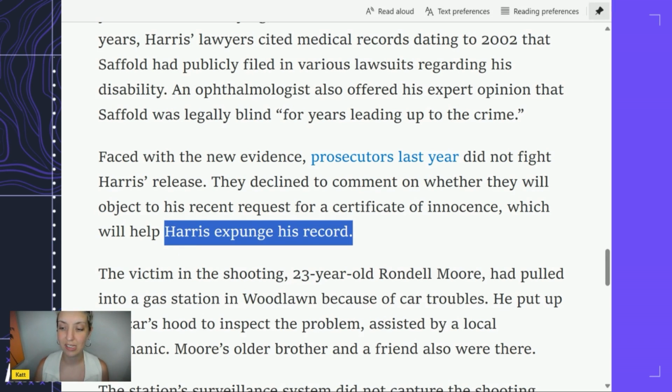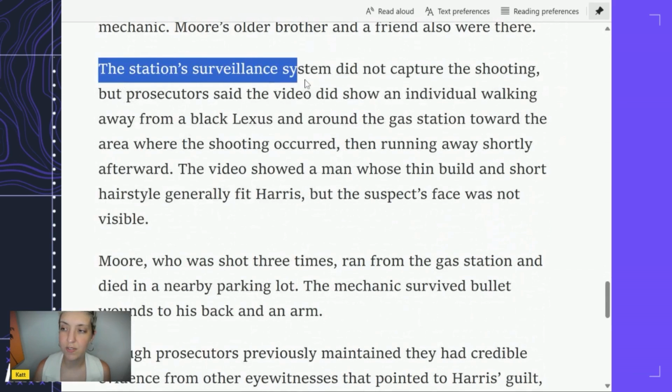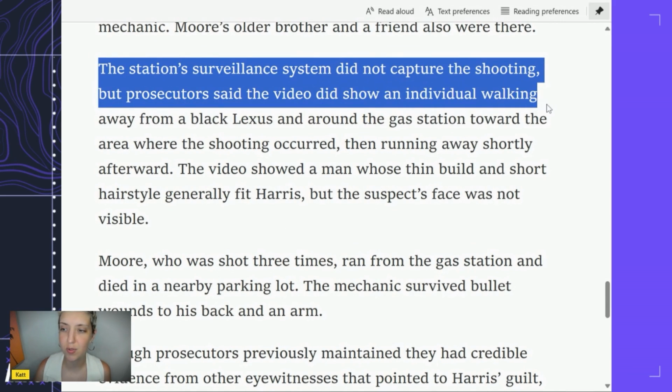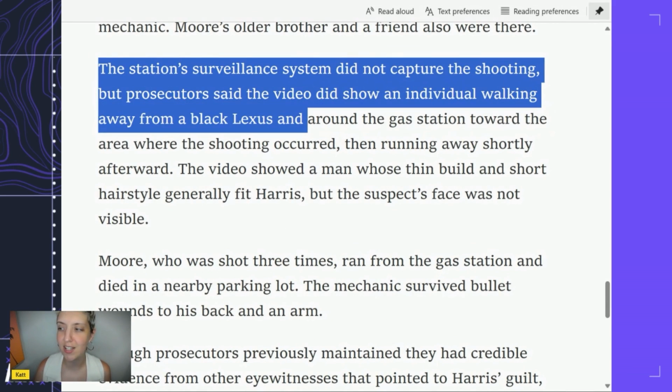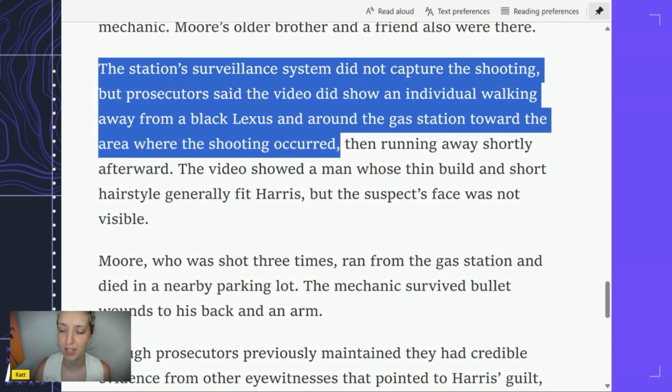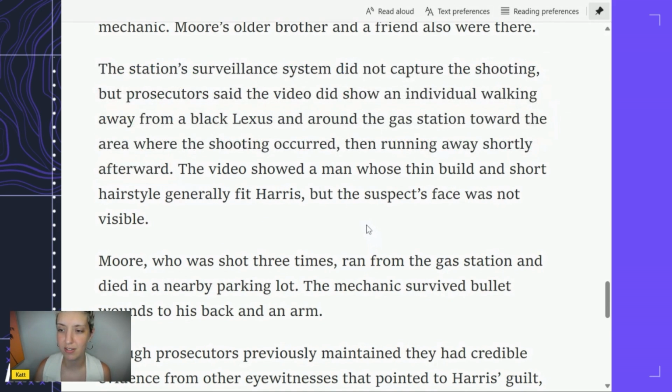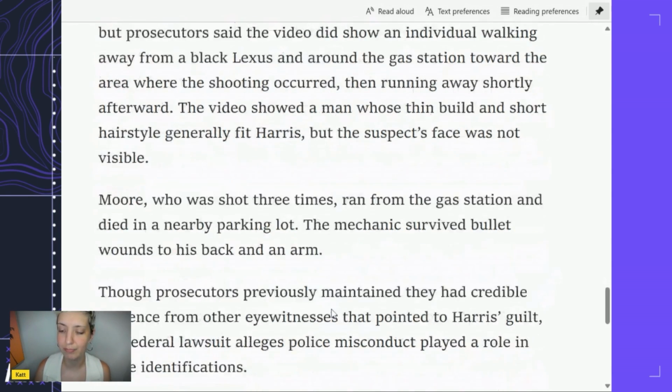Now, they say that the station's surveillance system did not capture the shooting, but prosecutors said the video did show an individual walking away from a black Lexus and around the gas station toward the area where the shooting occurred, then running away shortly afterward. The video showed a man whose thin build and short hairstyle generally fit Harris, but the suspect's face was not visible. Moore, who was shot 3 times, ran from the gas station and died in a nearby parking lot. The mechanic survived bullet wounds to his back and an arm.